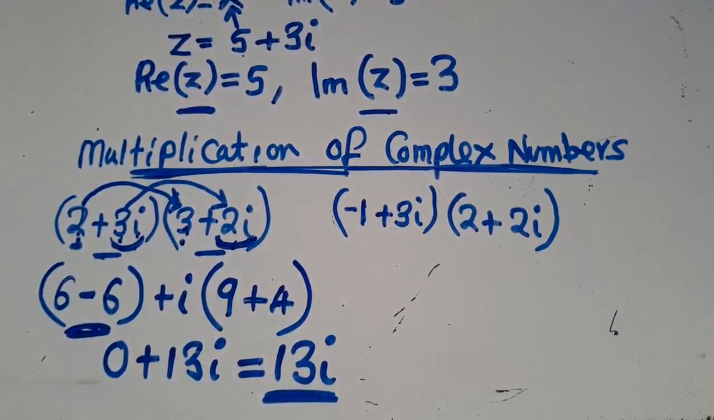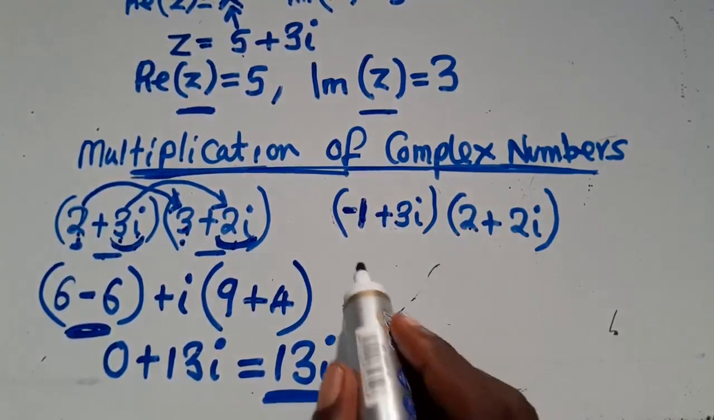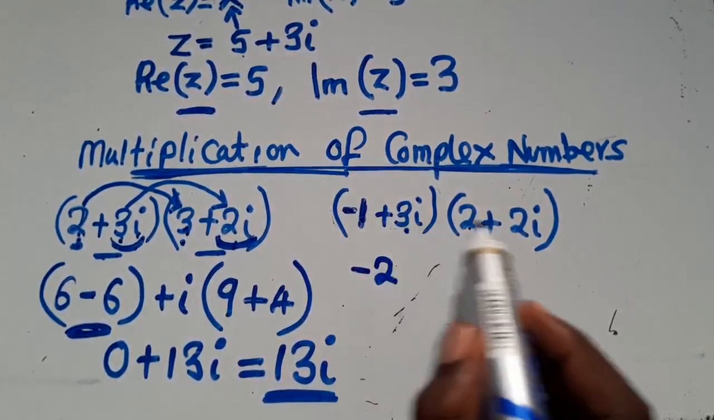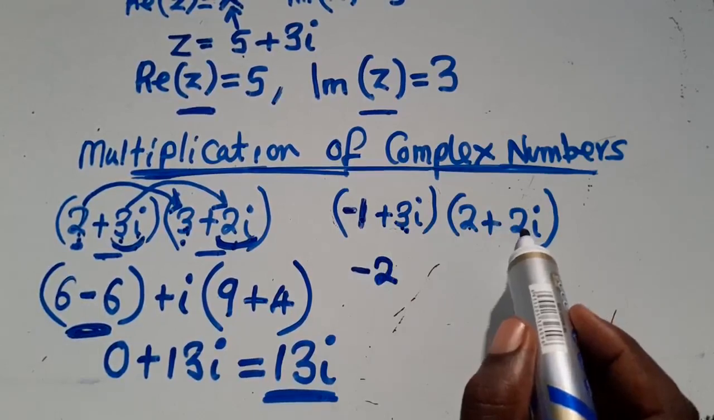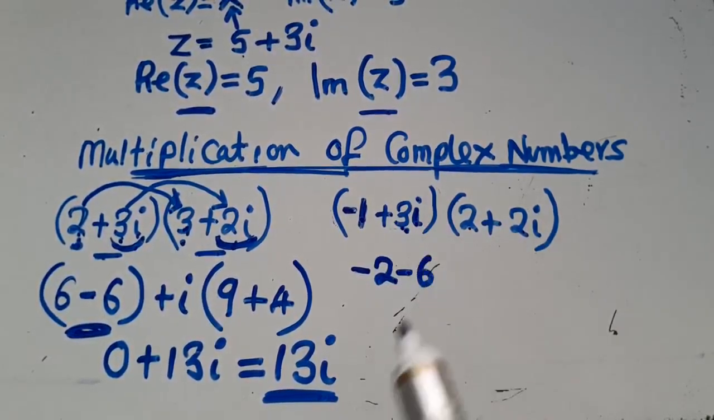So what you are going to do is this. I told you that first you need to get the real part. How are you going to get the real part? This is negative 1. You multiply it with a 2 there. So negative 1 times 2, that is negative 2. Then this one times that one. So 3 times 2 is 6. Now i times i, negative 1. So there we get negative 6. This is the real part.